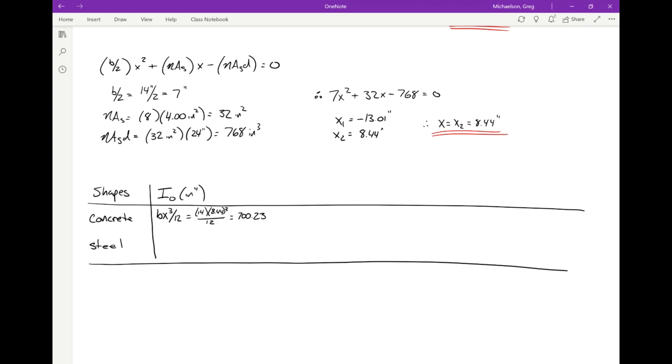For the steel, if you remember, the steel does not have a moment of inertia. It's just zero because it's just a lumped area at a specific point. So there's no real dimensions to figure that out. But it does have an area. The area of the steel is just nAs, which is 32. 32, not 37.